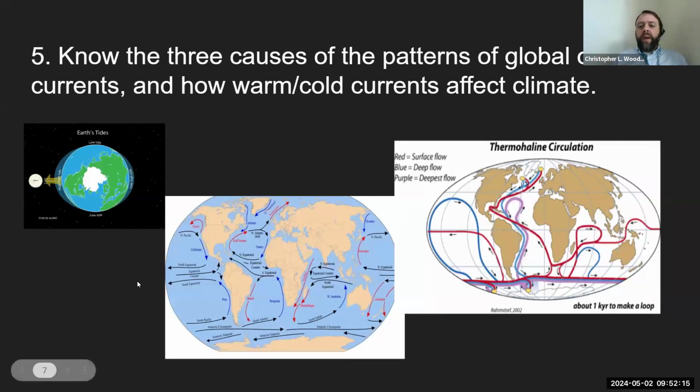Three causes of the patterns of global ocean currents and how those currents affect climate. So the three causes for movement in the ocean, as you know: tides, wind, especially those high pressure areas around 30 degrees north and south, clockwise rotation in the northern hemisphere, counterclockwise in the southern, and then thermohaline circulation, the temperature and saltiness of ocean water. Cold and salty water is more dense, so it sinks. So when you combine all of these currents and all these movements together, it can distribute very warm ocean water from the equator closer to the poles, moves it up.